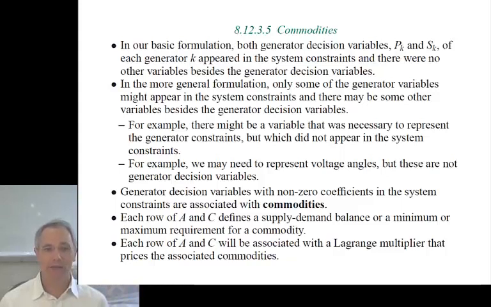And each row of A and C will be associated with a Lagrange multiplier, either a Lagrange multiplier on equality constraints or a Lagrange multiplier on inequality constraints that will price the associated commodities.